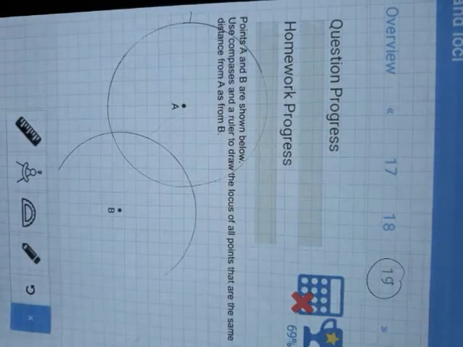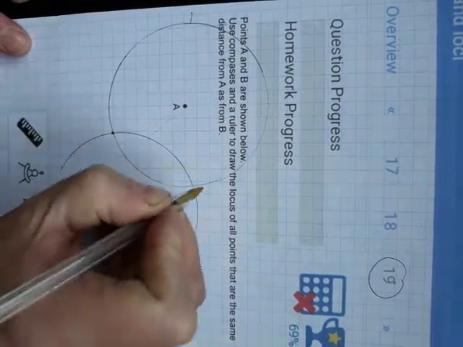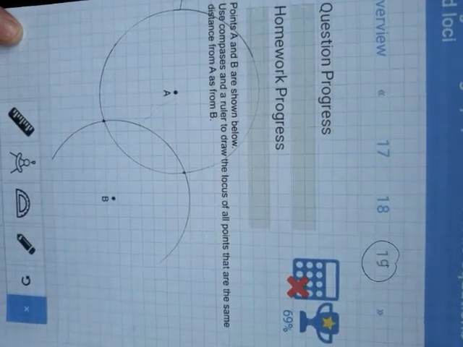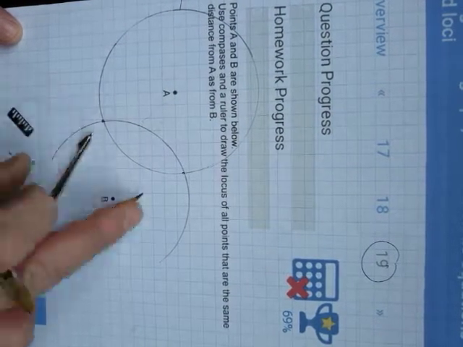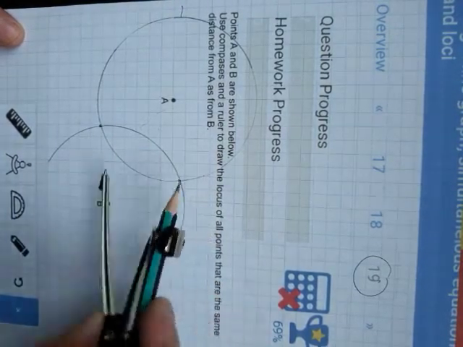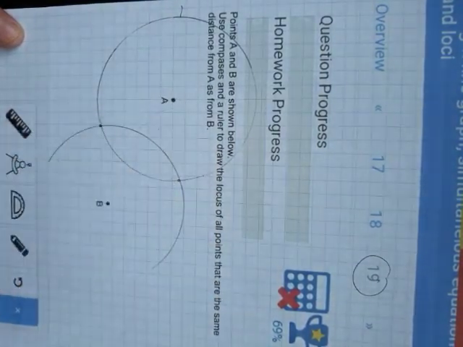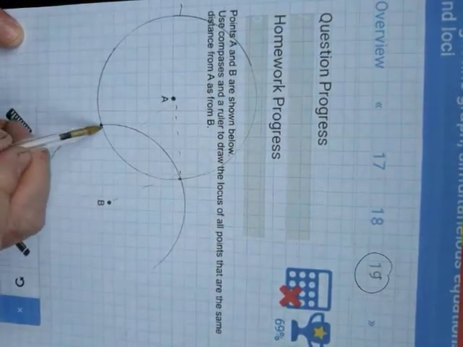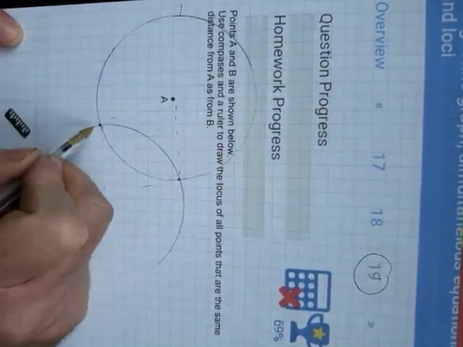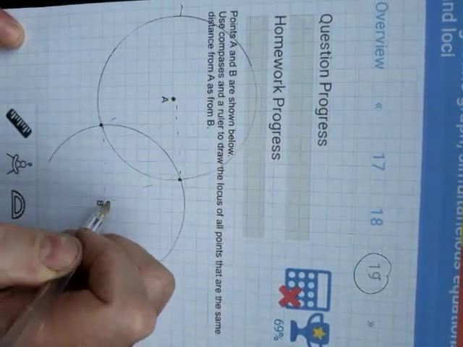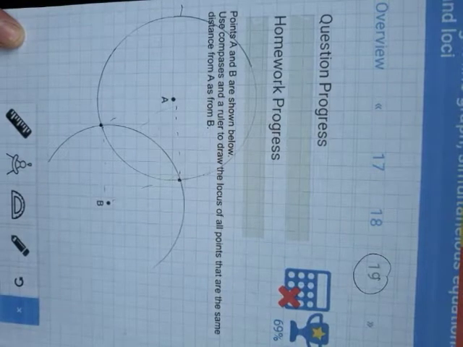So what do I know about these two intersection points? Because I've used the same radius on my compass, that distance there is the same as that distance there. These two distances are the same, and similarly here. So we know that these points are the same distance away from A as they are from B.